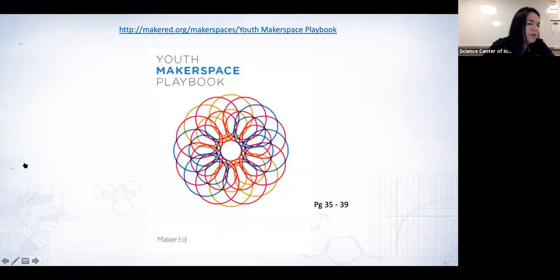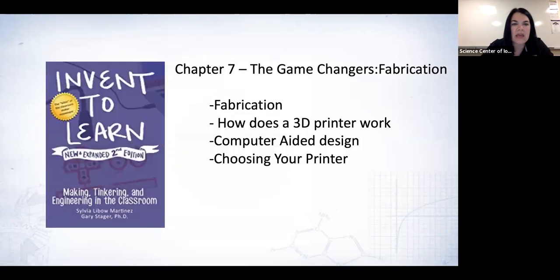I always like to point out some helpful resources for you. Youth Makerspace Playbook. This is one I point out every single time. It's free, it's downloadable as a PDF file, and you will find some information about technology on pages 35 through 39. And then also in the book that you receive, the Invent to Learn book, this is the 2nd edition, and it has an expanded repertoire of information on technology, more so than the 1st edition, so I'm really excited.